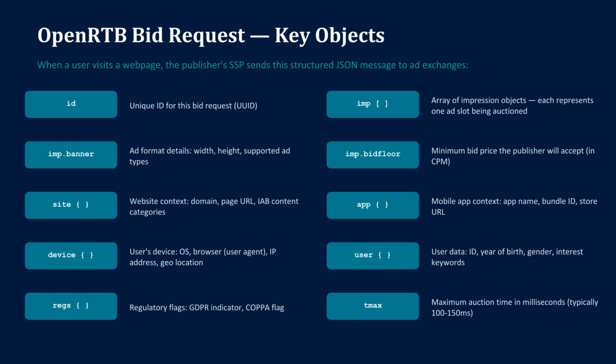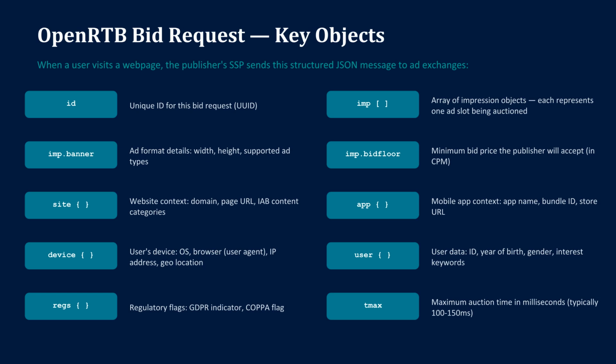The device object contains information about the user's device: the user agent string identifying their browser, their IP address, their inferred geographic location, the device type, mobile, tablet, or desktop, and the operating system.